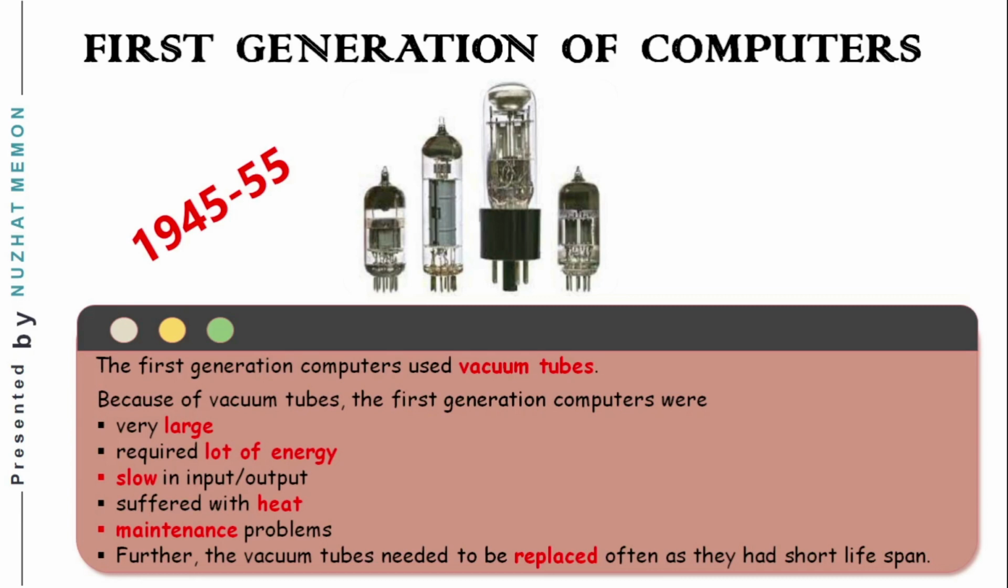And vacuum tubes are similar to those of a light bulb, so that required a lot of energy also. Now, they were slow in input and output. So the first generation of computers would take a few days or even weeks to give an output.